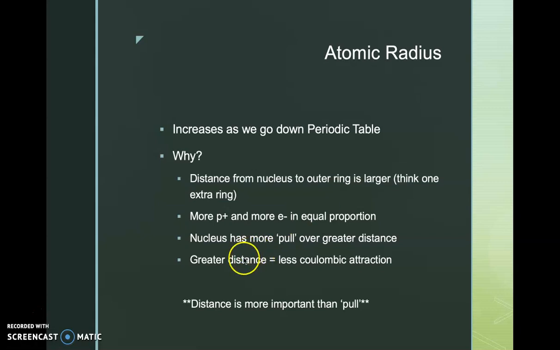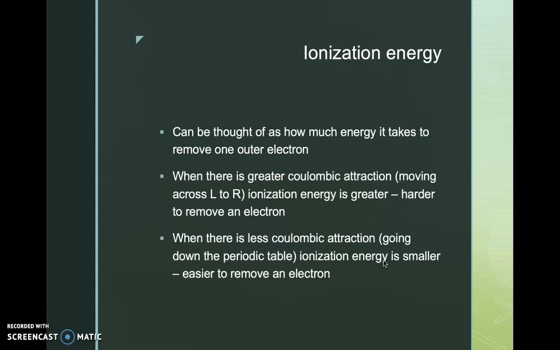Yes, there are more protons and more electrons in equal proportion, but that more pull is spread over a greater distance. And remember, distance is more important than strength. So the greater distance equals less Coulombic attraction, which means that we have an increase in our radius as we move down.